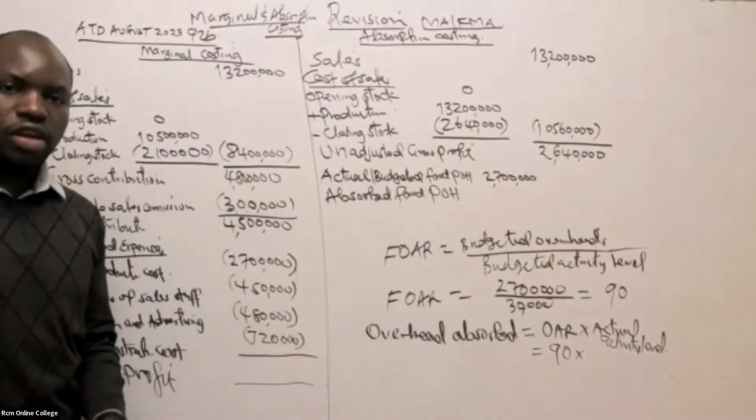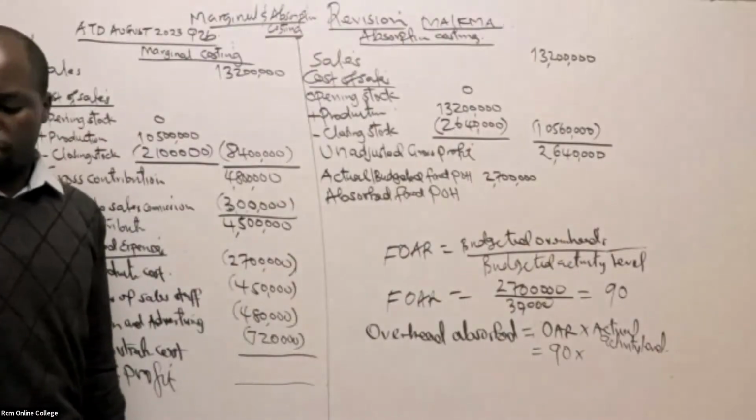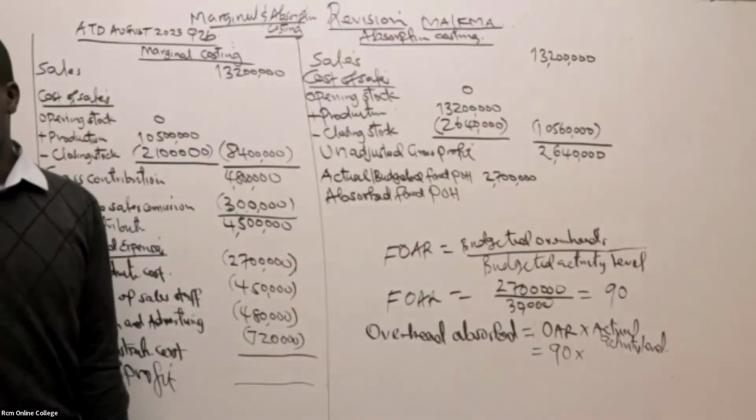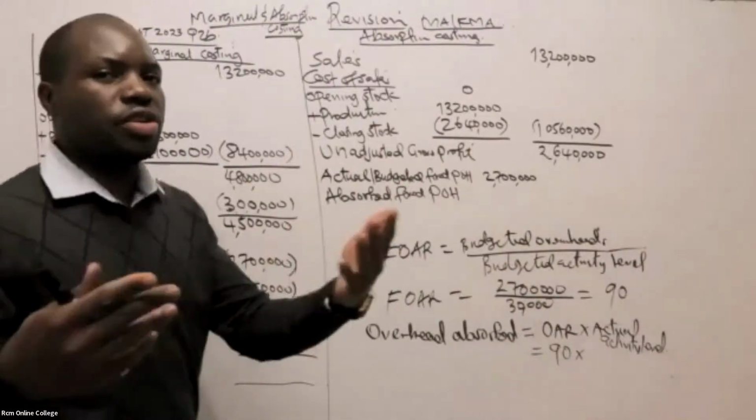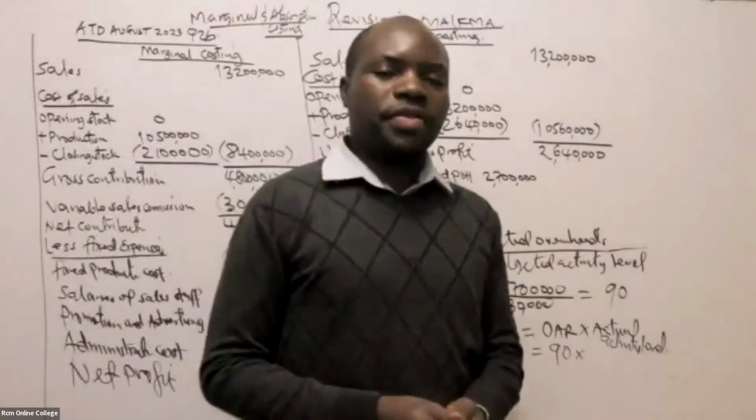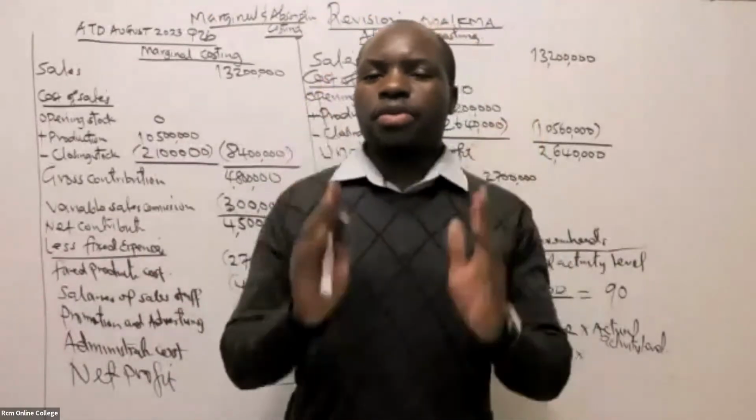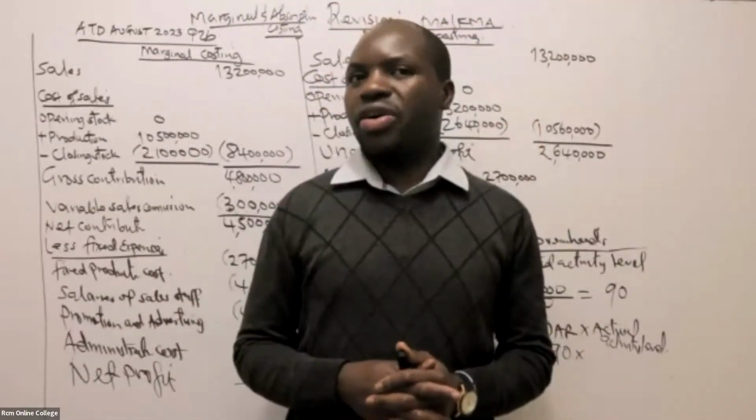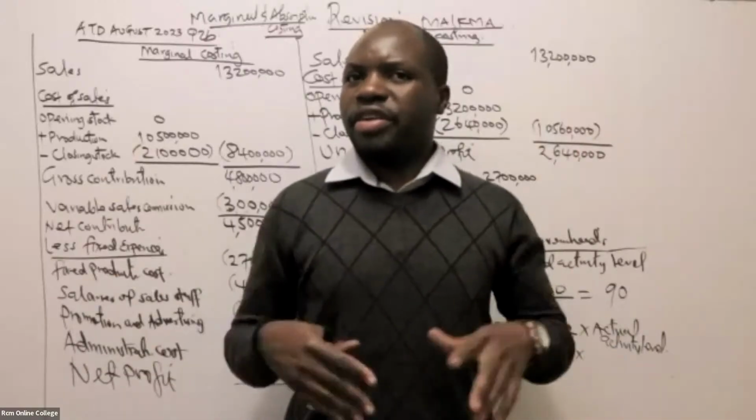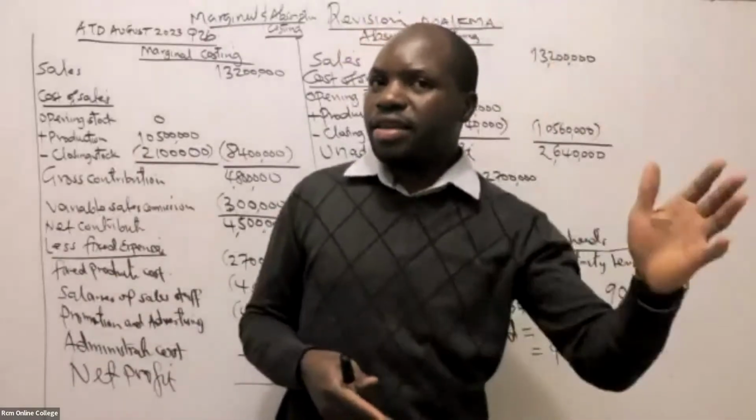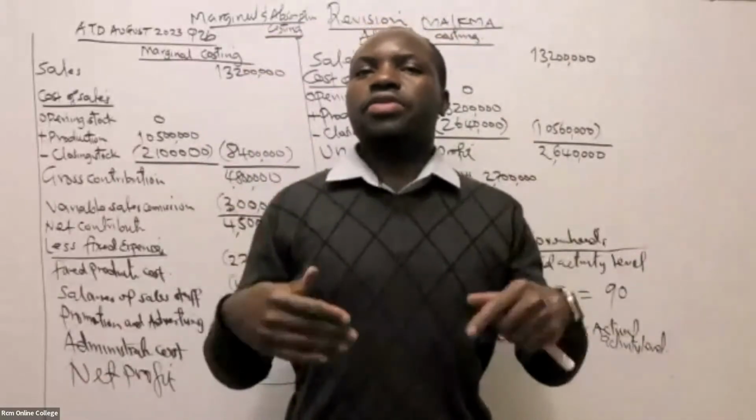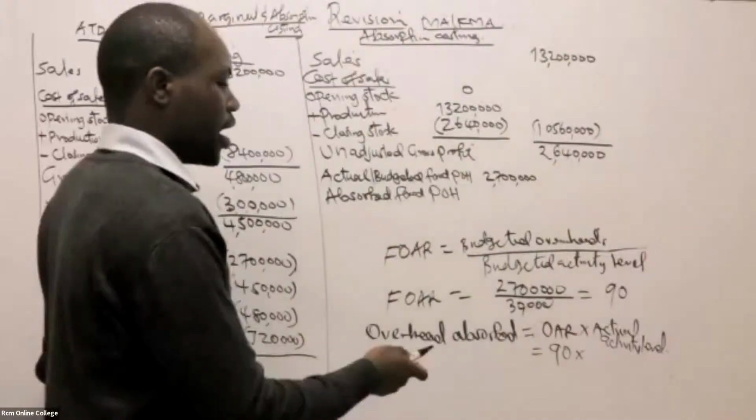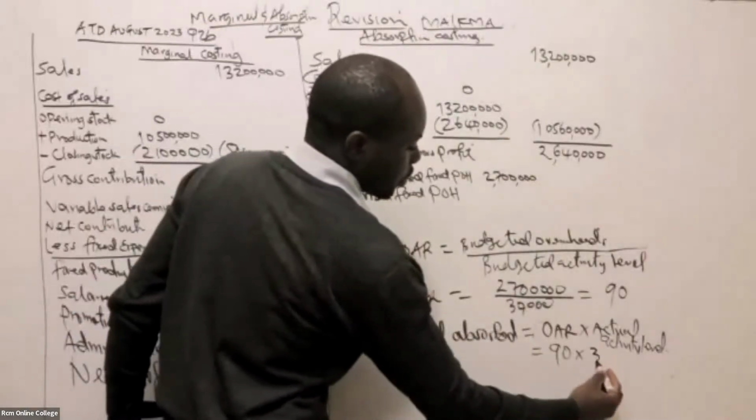How many units were actually produced? They have not mentioned the budgeted. They have not specified, so that is the actual units that were produced, right? If they have not mentioned that, it means our budgeted is equal to actual. So I'll now take 90 times 30,000.